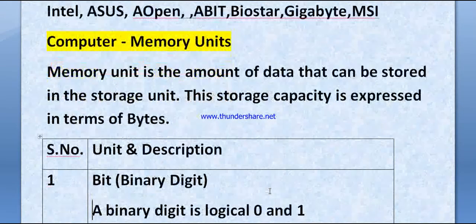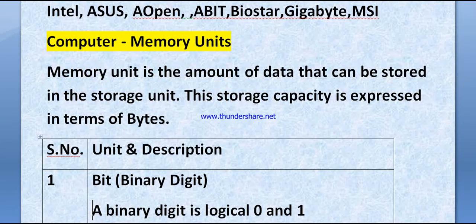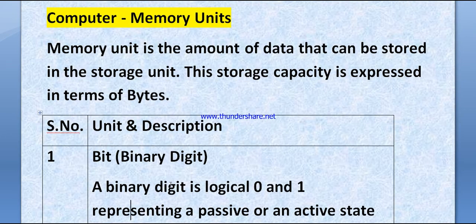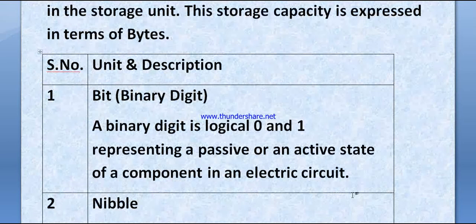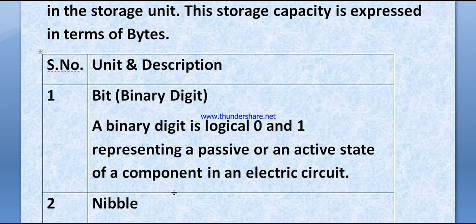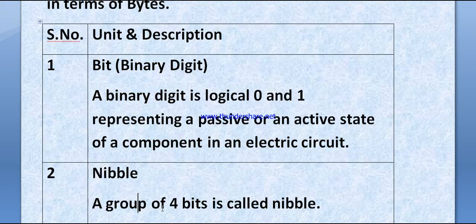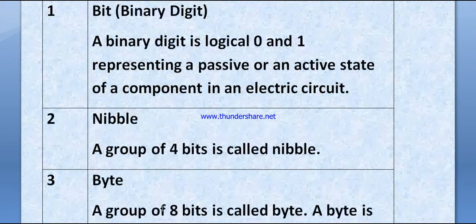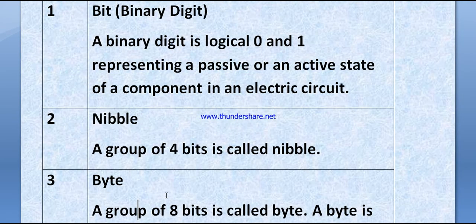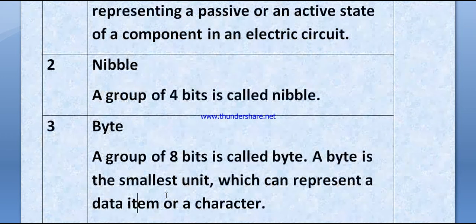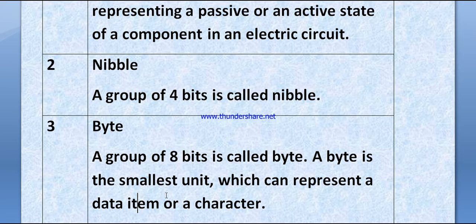Now computer memory units. Memory units measure the amount of data that can be stored in a storage unit. First is the bit, or binary digit: logical 0 and 1, representing a passive or an active state of a component in an electric circuit. Second is the nibble: 4 bits equal 1 nibble. Byte: a group of 8 bits is called 1 byte. A byte is the smallest unit which can represent a data item or a character.